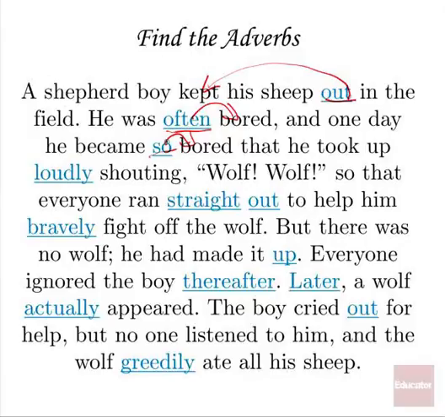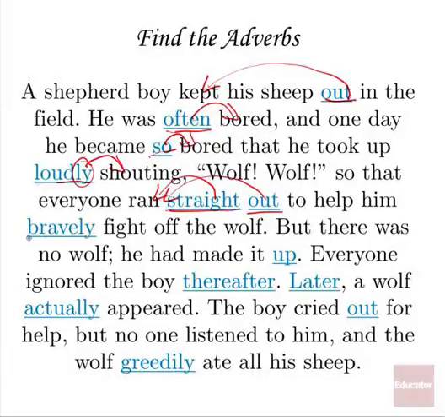So bored that he took up loudly, there's that ly ending, shouting. Loudly modifies shouting. How was he shouting wolf, wolf? He was shouting it loudly, wolf, wolf. So that everyone ran straight out to help him. Okay, so those both modify ran. How did they run? Straight out.